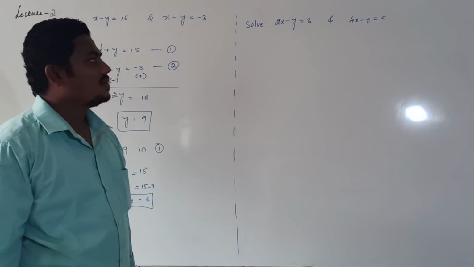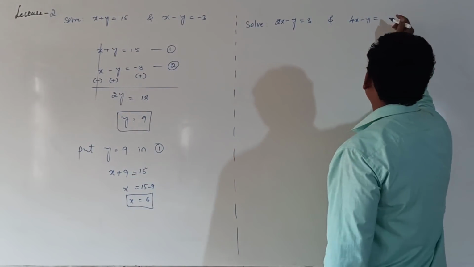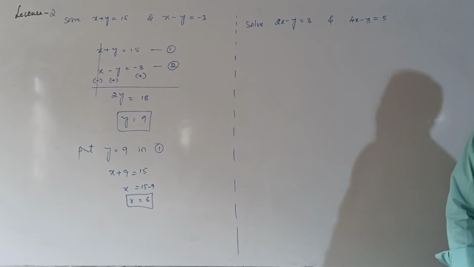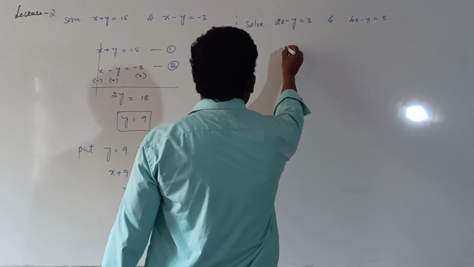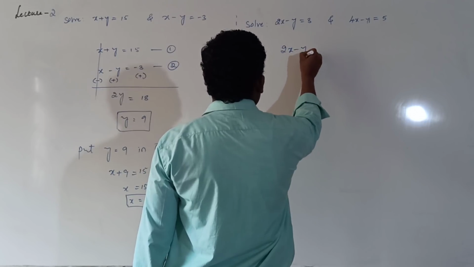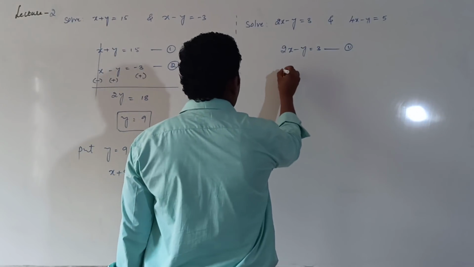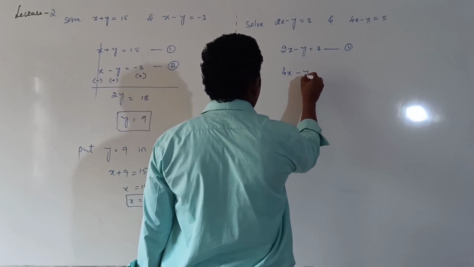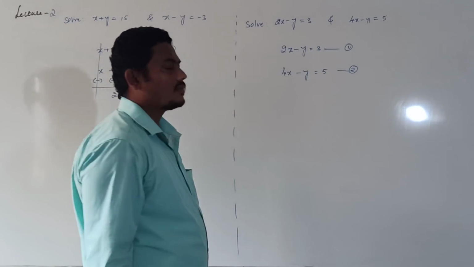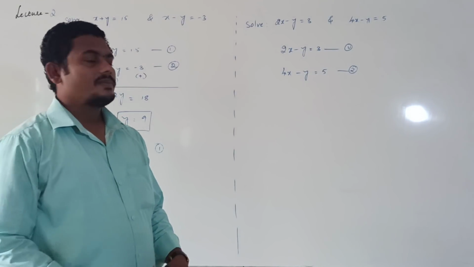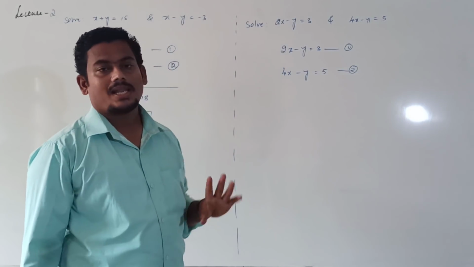Solve 2x minus y equal to 3 and 4x minus y equal to 5 by equalizing coefficients or by the elimination method. 2x minus y equal to 3, take it as equation number 1, and 4x minus y is equal to 5, take it as equation number 2. Equalizing coefficients means make the coefficients equal.